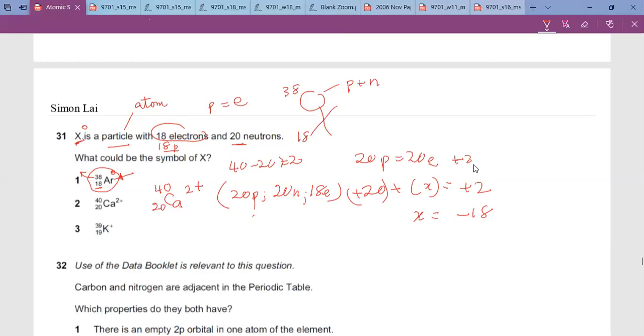Which particle here? The particle can be an atom or also an ion. Particle means the smallest unit.